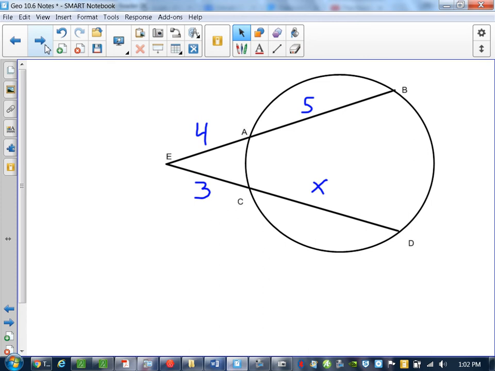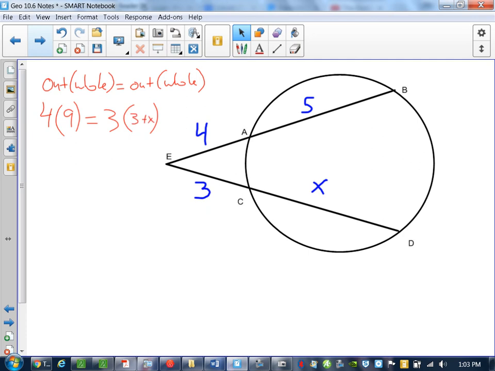So, if I do an outside and the whole, what's my first outside? 4. So I have an outside times whole is outside. If 4 is the outside, what's the whole thing? 9. Good. What's the outside of the next one? 3. And what's the whole thing? 3 plus x.